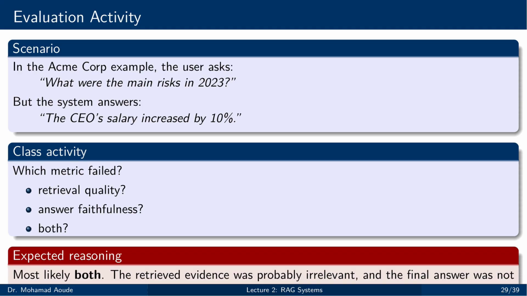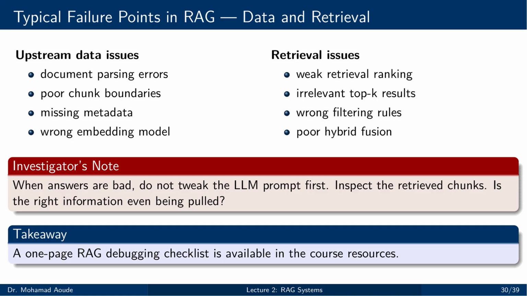When you debug a RAG system, always start upstream. Ask whether the document parser extracted the text correctly. Ask whether chunk boundaries make sense. Ask whether metadata was preserved. Ask whether the embedding model suits the domain vocabulary. Ask whether retrieval ranking is selecting relevant content. These are the most common early failure points.